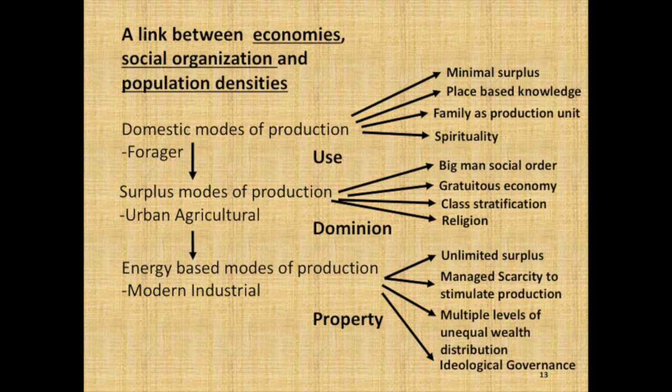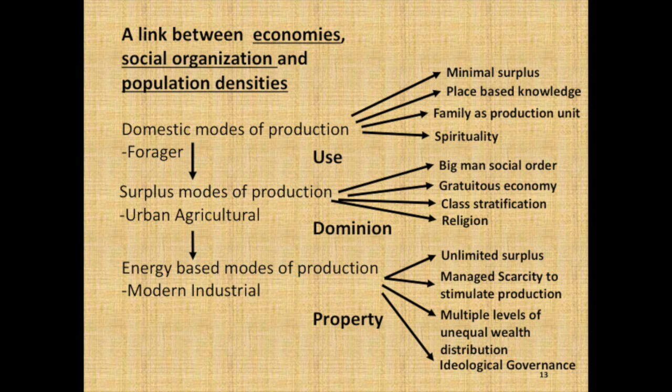For instance, with domestic modes of production among foragers, hunters, gatherers, and slash and burn agriculturalists or sedentary village life, what we see is a production of minimal surplus. So it's the use of land that's more important in the value system. It also means that the use is based on place-based knowledge. And again, the family is the production unit. Interestingly enough, the ideas around spirituality dominate in that all things seem to have an animacy or a spirit within them and are respected for their living value.